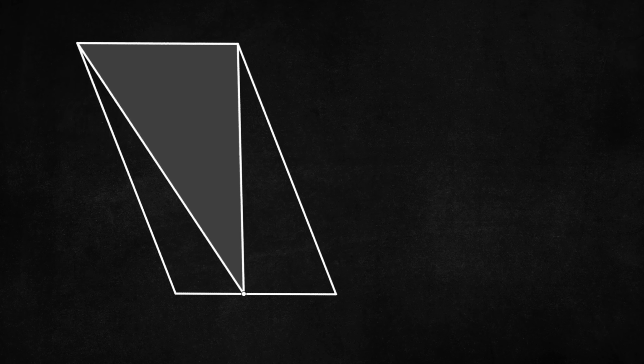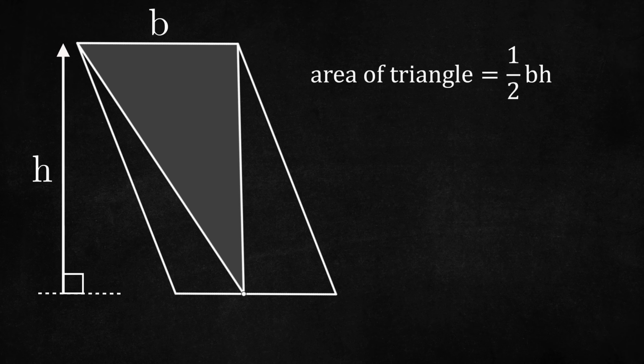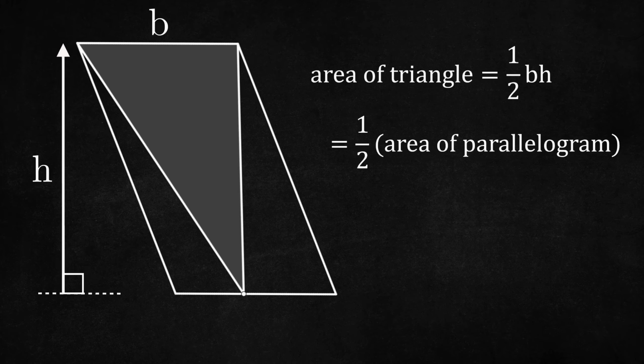What if the triangle is horizontal? Well, let's try to rotate to visualize better. This is the base, and this is the height. The area of the triangle is still equal to 1/2 times base times height, or 1/2 times the parallelogram's area. The point here is that when the triangle has the same base and height as the parallelogram, its area is half of the parallelogram.